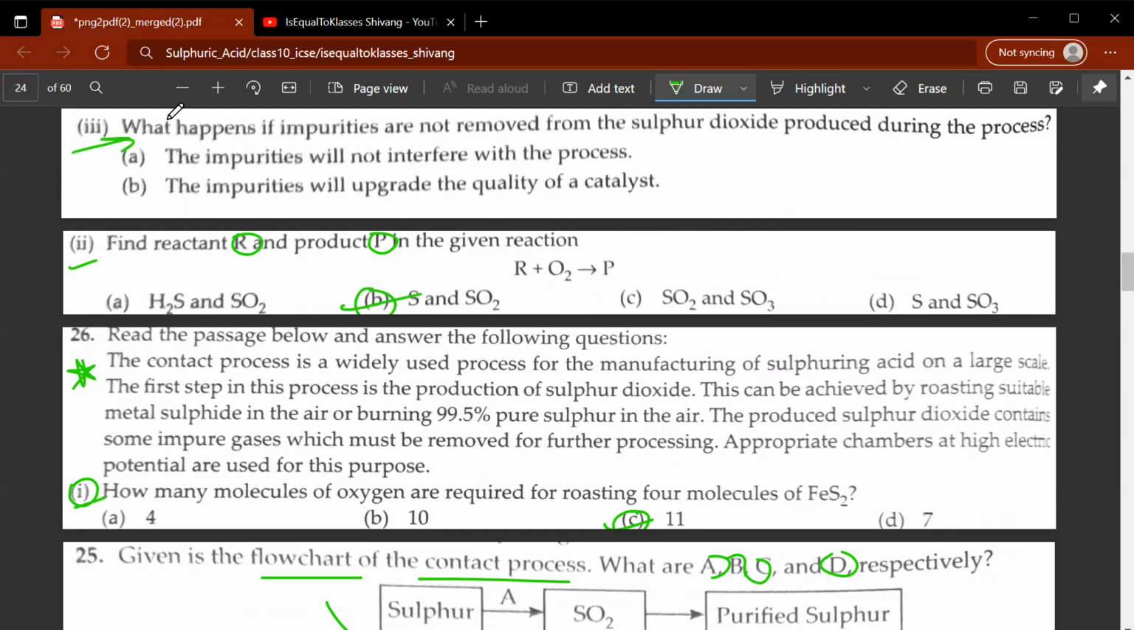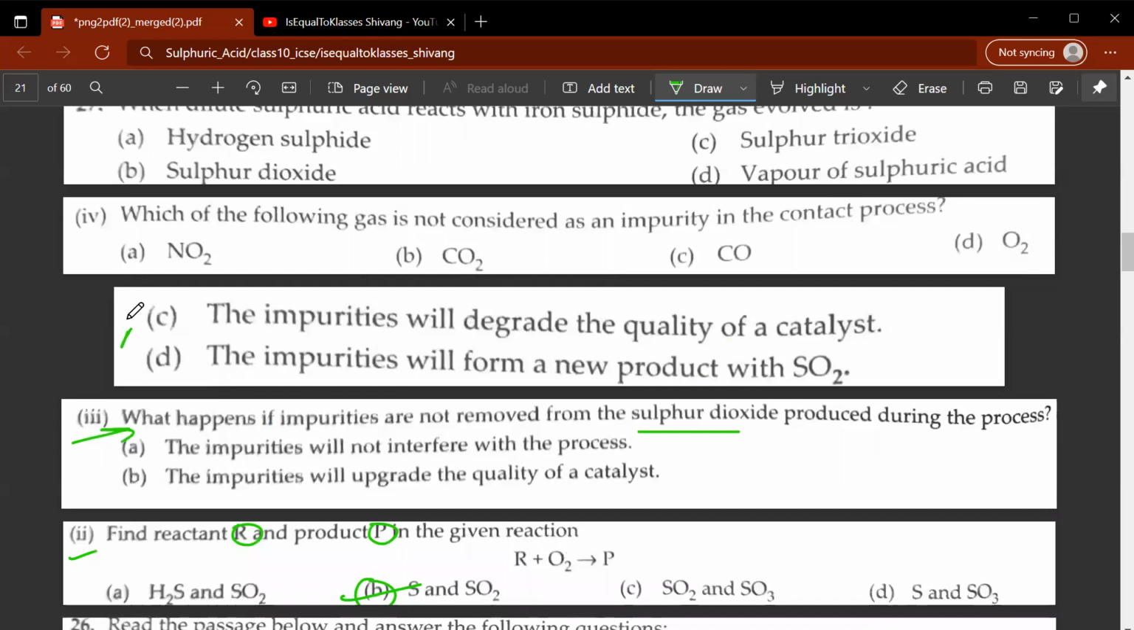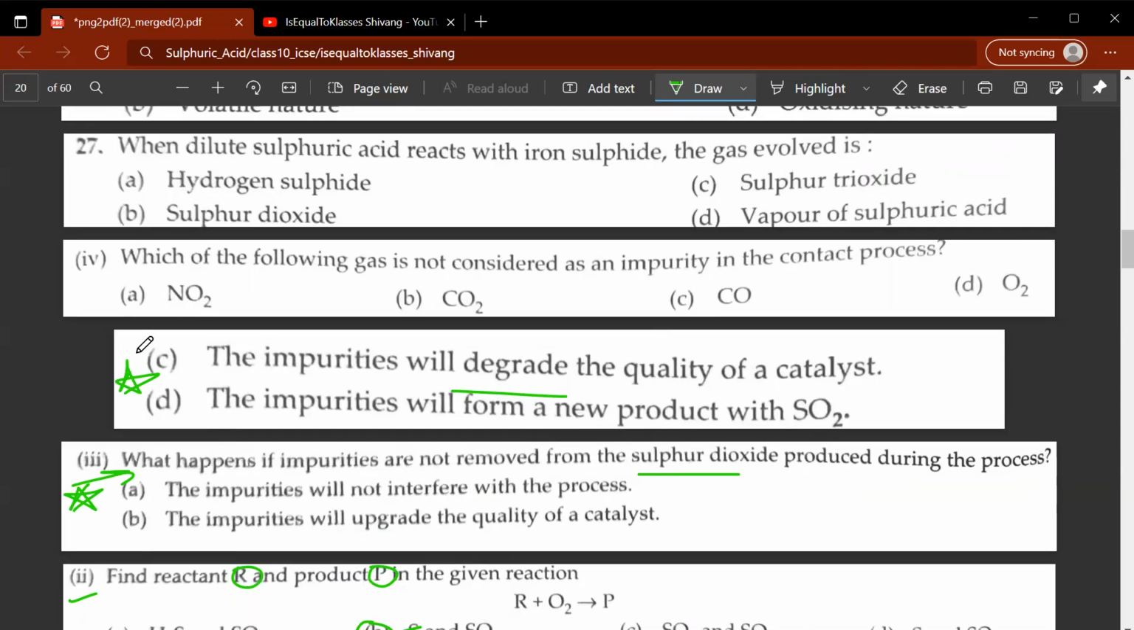Third question, what happens if impurities are not removed from sulfur dioxide during the process? So this question and this question are the same. The options extend to the next page. A, impurities will not interfere with the process. B, impurities will upgrade the quality of catalyst. C, impurities will degrade the quality of catalyst. And D, the impurities will form a new product with SO2. So the correct answer for this would be C. Which of the following gas is not considered as an impurity in the contact process? D, O2. When dilute sulfuric acid reacts with iron sulfide, the gas evolved is B, sulfur dioxide.